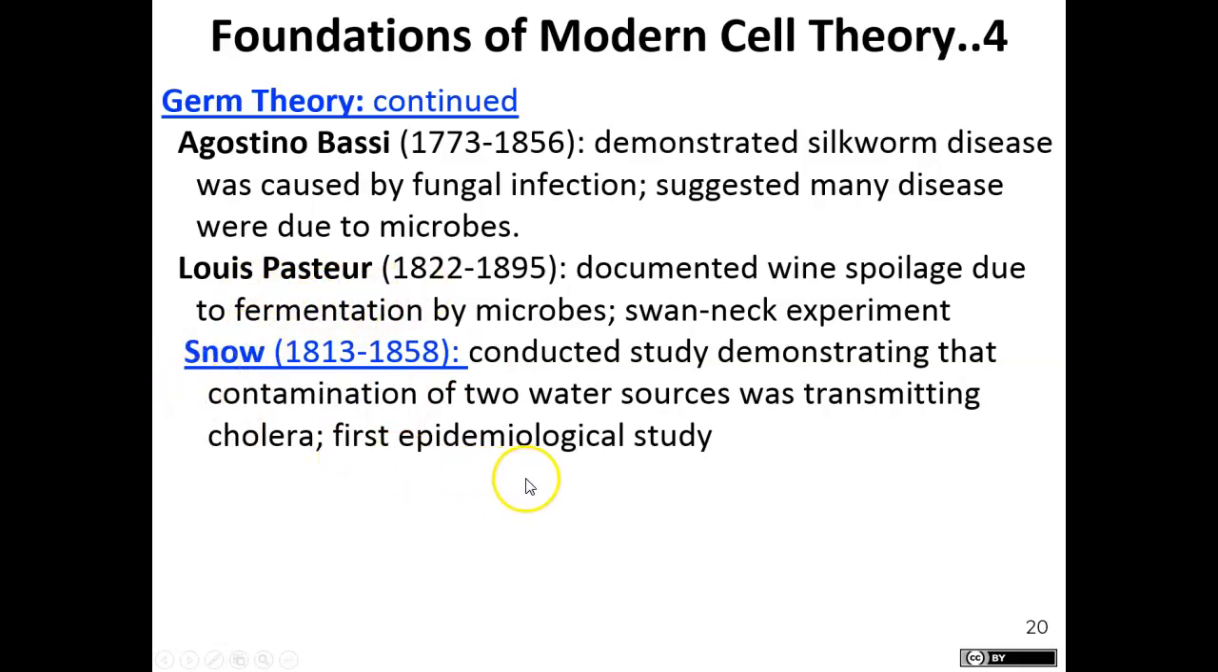And then John Snow, he is the father of epidemiology, and he conducted studies demonstrating that contamination of a water source was what was transmitting a disease known as cholera. So this was the first epidemiological study. And he basically said, if you shut that water source down, make people go somewhere else for water, they will start living. This disease will go away. And it did.